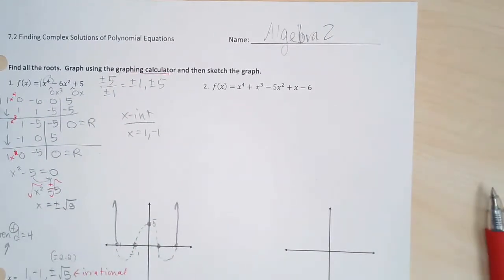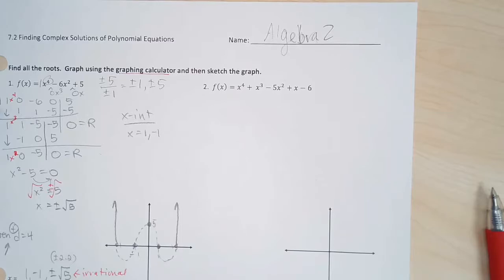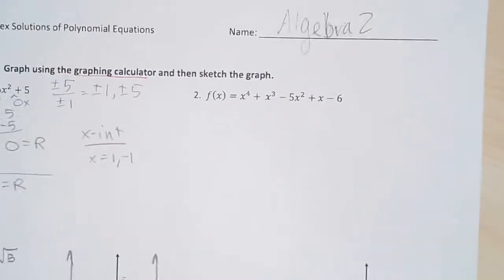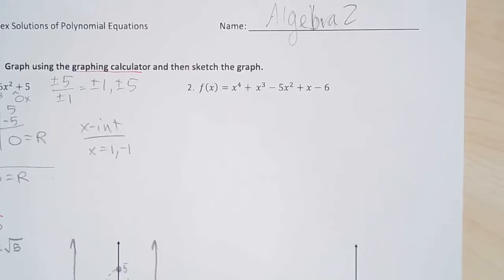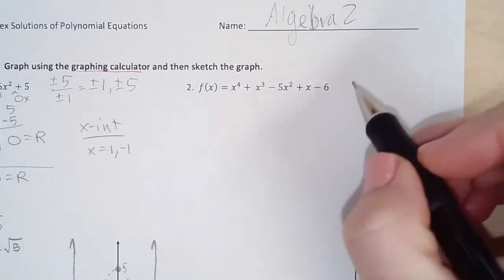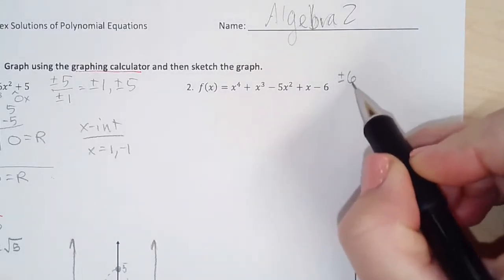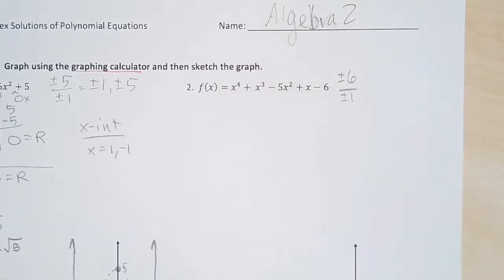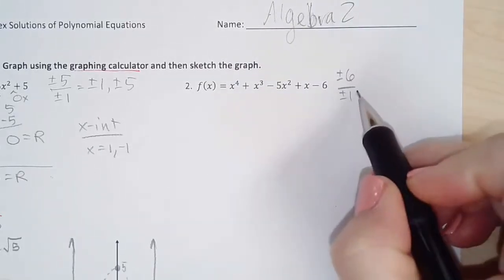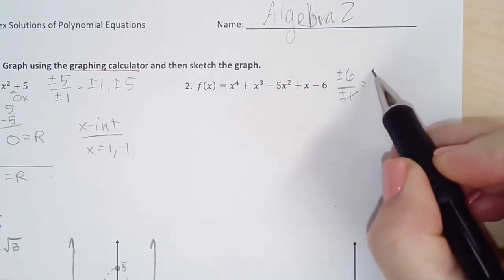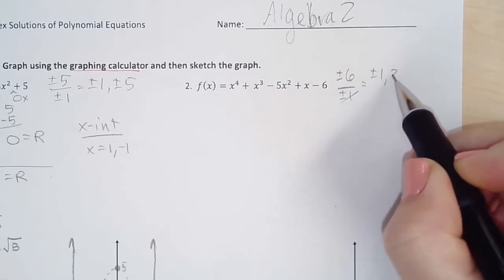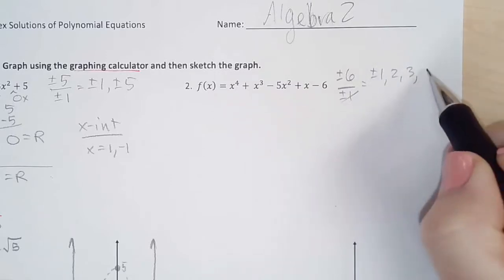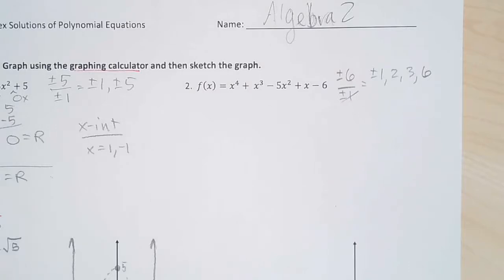Number 2, let's zoom in here, is x to the 4th plus 3x cubed minus 5x squared plus x minus 6. So for the rational root theorem, the caboose over the engine, everything divided by 1 is itself, so we're just looking at the factors of 6. 1, 2, 3, doesn't divide by 4 or 5, just 6. So we're going to start guessing and checking.